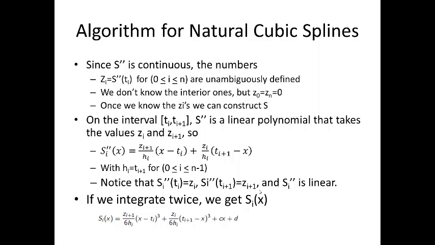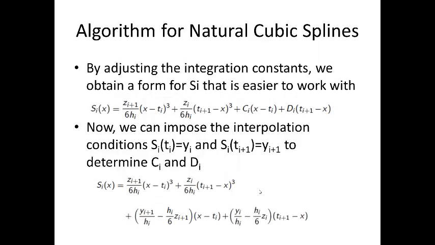So let's continue on with our algorithm for natural cubic splines. By adjusting these integration constants, we obtain a form for S sub i that is easier to work with, namely S sub i of x is equal to the following equation, which is probably written in the Black Speech of Mordor, and I won't read it aloud here. After we get that form, it's going to be a little bit easier for us to work with after we get the Z sub i's.